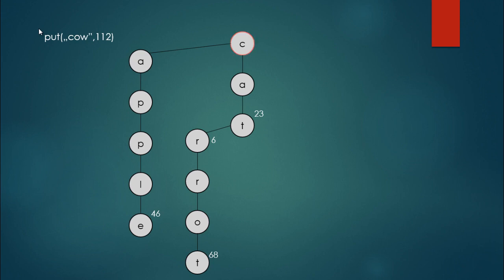The C is a match, so we keep going on the middle branch. But the A is not a match. The O is greater than A in the alphabetical order, so we keep going to the right direction. This is the O. And then we insert on the middle node the W. And we insert the 112. So we keep constructing a ternary search tree like this.